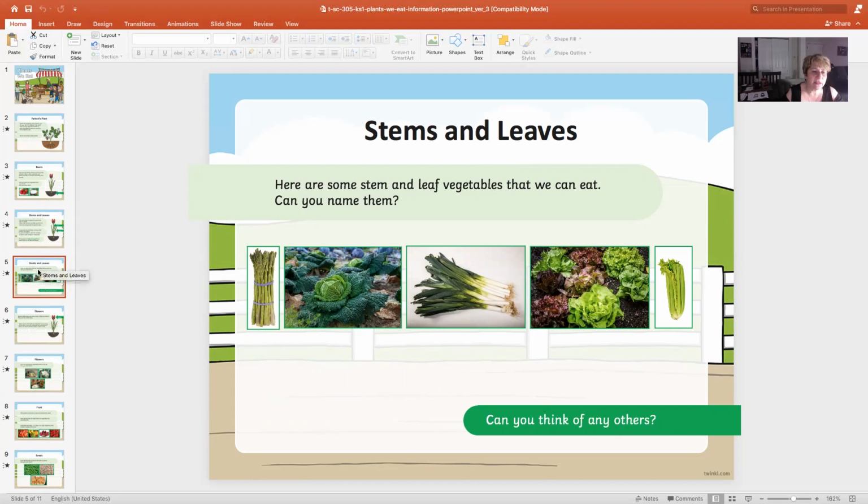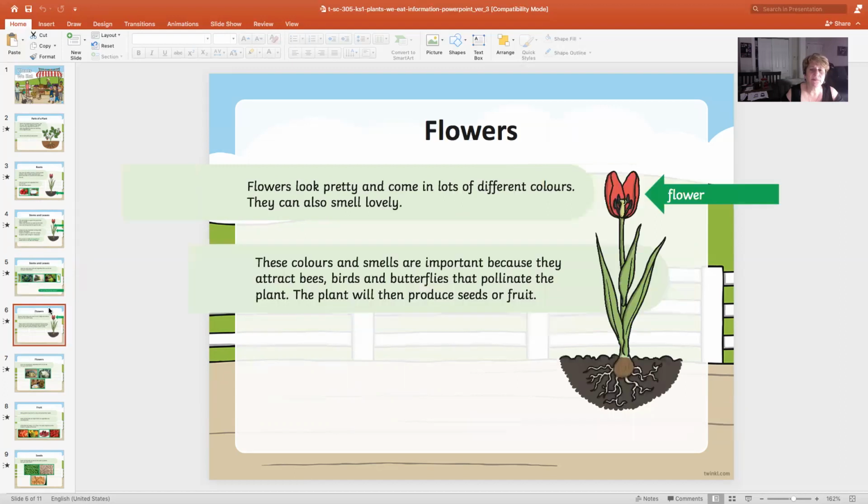This one next is flowers. Flowers look pretty and come in lots of different colors. They can also smell lovely, but there are some flowers that we could eat. These colors and smells are important because they attract bees, birds, and butterflies that pollinate the plant. The plant will then produce seeds of fruit. Remember, the seeds also form in many flowers.